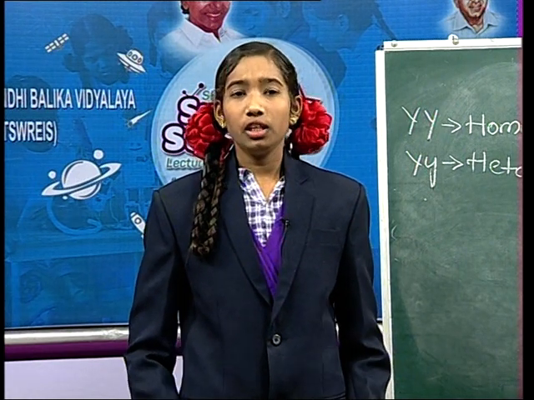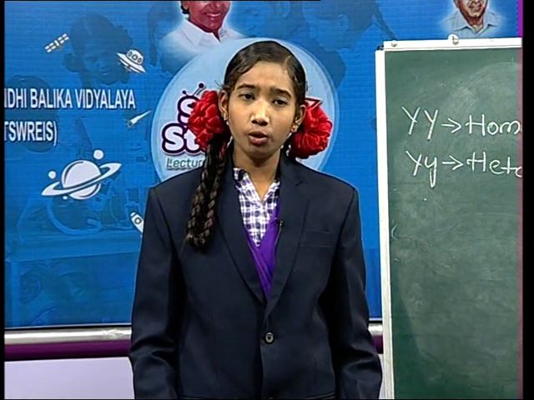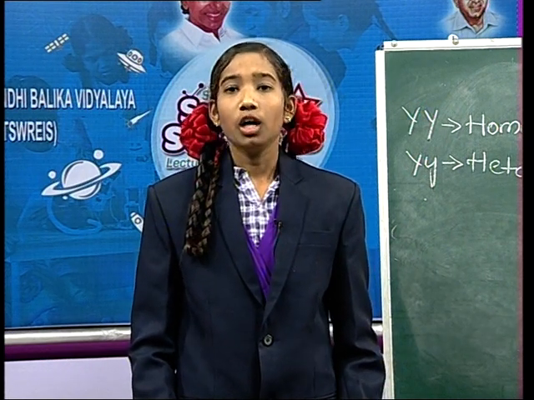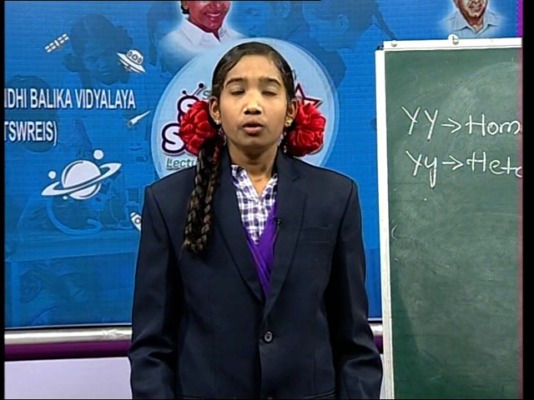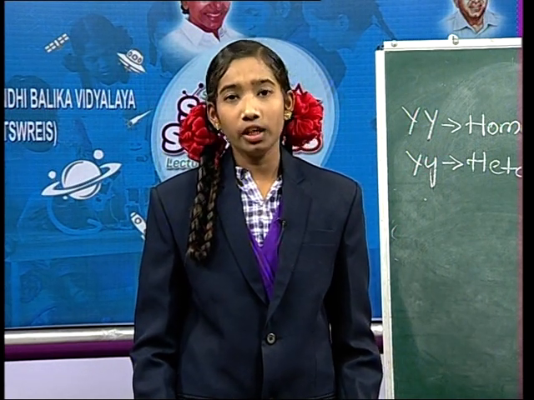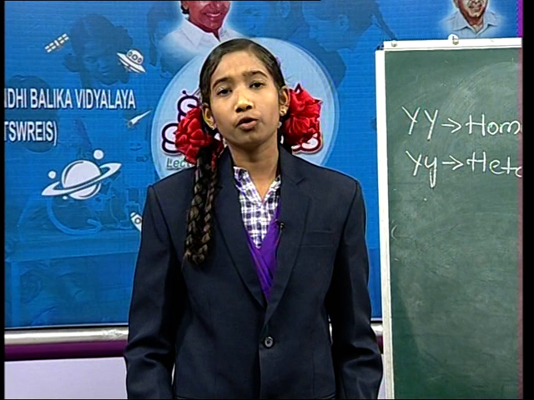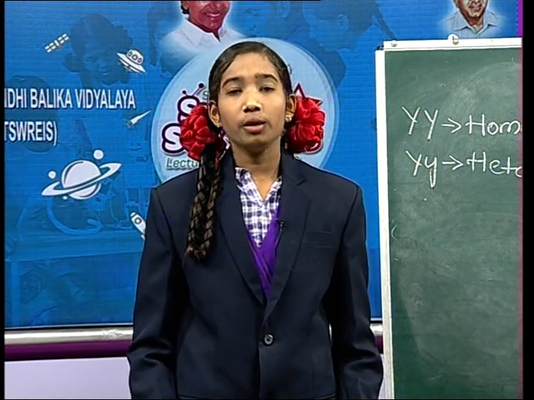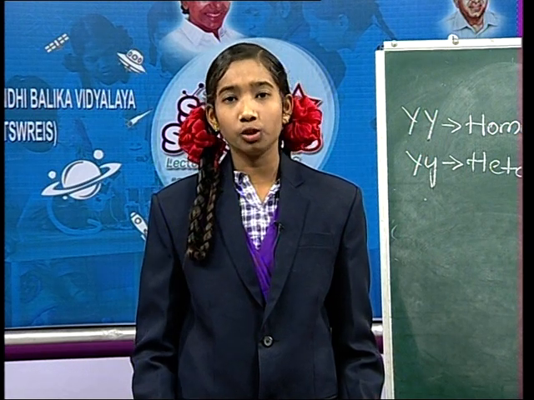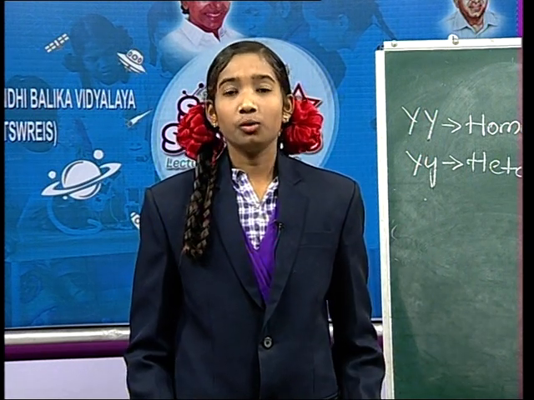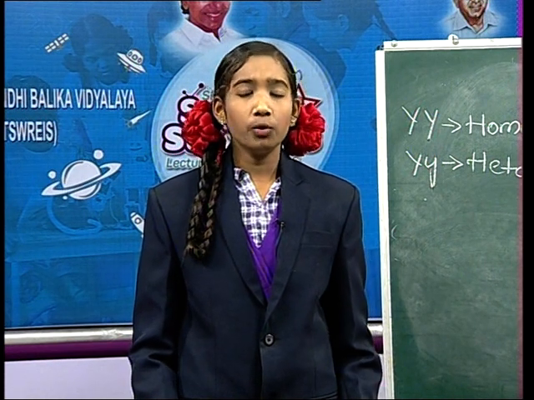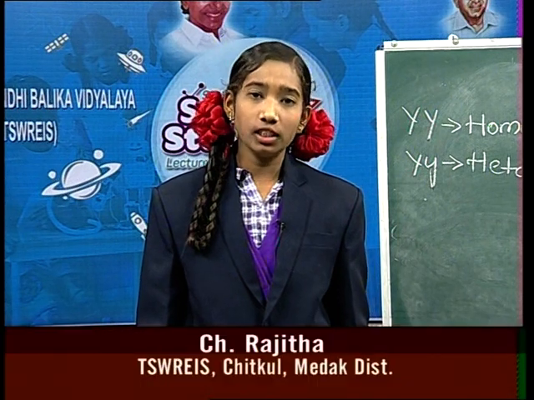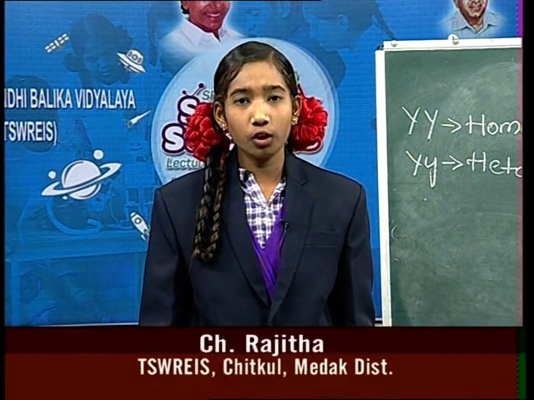And friends, we know about sex determination in human beings. All human beings have 23 pairs of chromosomes. Out of 23 pairs, 22 pairs of chromosomes are the same in male and female. The remaining one pair is known as the sex chromosomes. In the female, we have both X and X chromosomes, but in the male, one is an X chromosome and one is a Y chromosome.